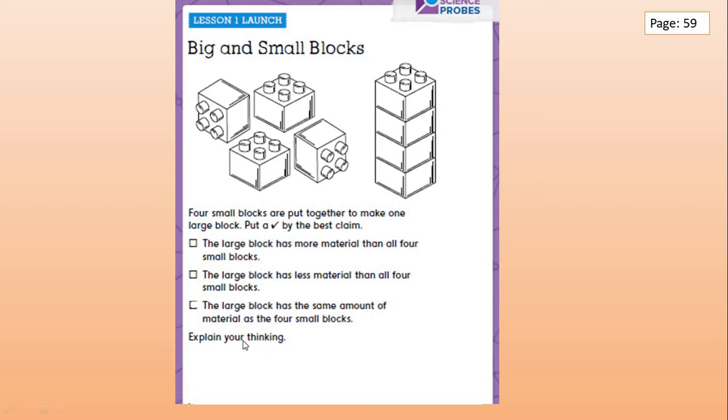Let's see the last one. The large block has the same amount of material as the 4 small blocks. That's totally right, because there is no material added or taken away. That's true. So this claim is the best. So please, grade 2, be sure to take this claim because it's the best claim and to write your explanation here. Let's see the next page.